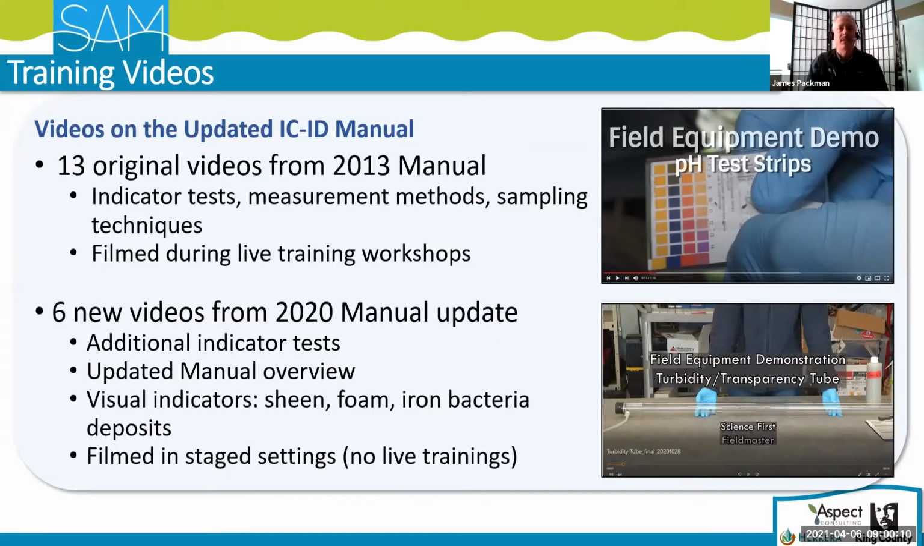For the project of updating the ICID manual, we created 6 new videos to add to that video library. But because we didn't do live trainings, we did more of a staged setting for those videos. The videos included additional indicator tests, an updated overview of the ICID manual, and a video that covered the difference between a few types of visual indicators, including different types of sheen, different types of foam, and identifying iron bacteria deposits.